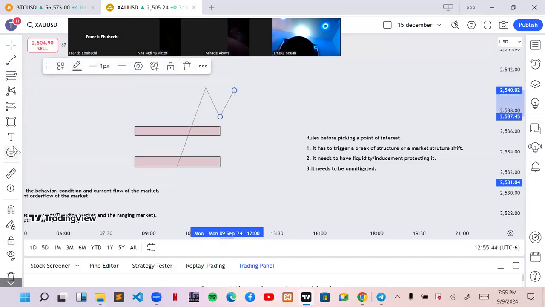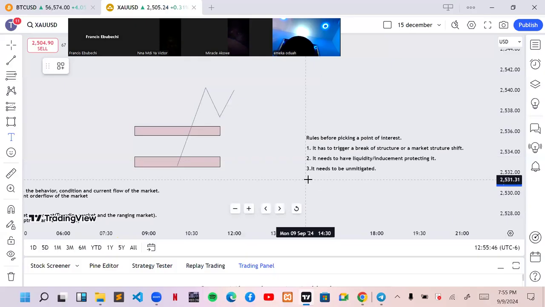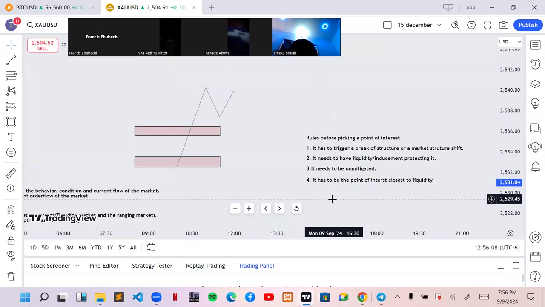And then the fourth rule is it needs to be the point of interest closest to liquidity. It needs to be the point of interest closest to liquidity. Now, what do I use as my liquidity inducement?